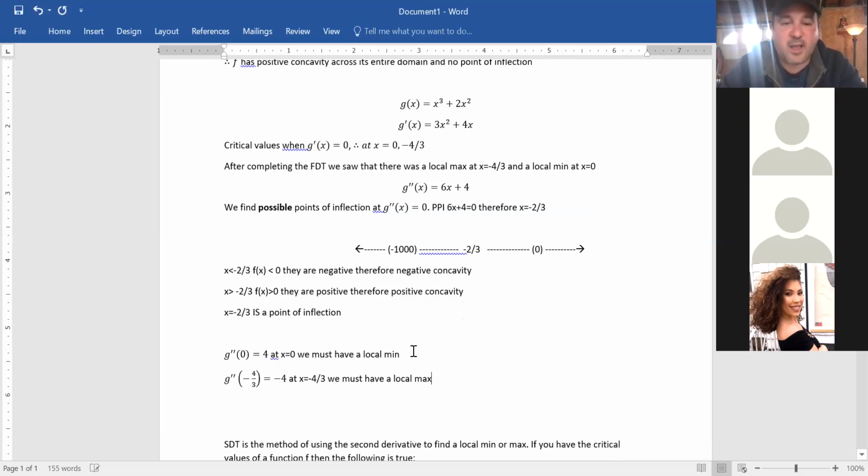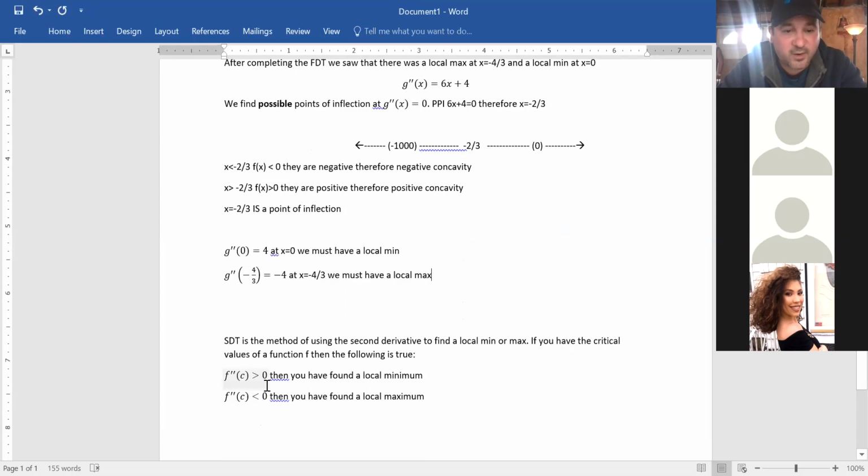The one thing that I have not mentioned yet that needs to be mentioned here is, when you plug the critical value into the second derivative, you get greater than or less than 0. What happens if it's equal to 0? That's important to be aware of. If f double prime of c, of that critical value, comes out as 0, then we must use the first derivative test to see if it's local.